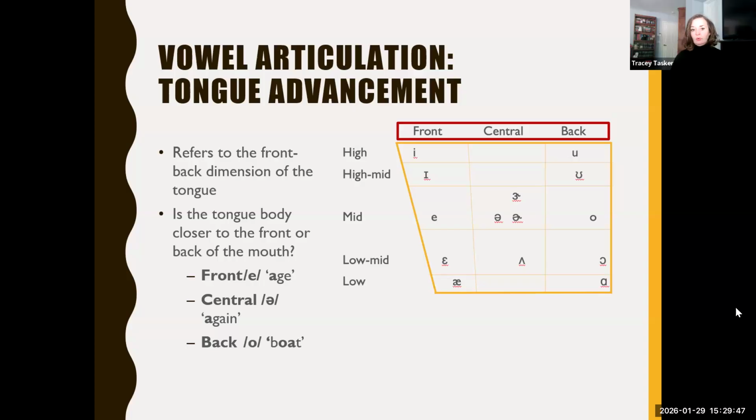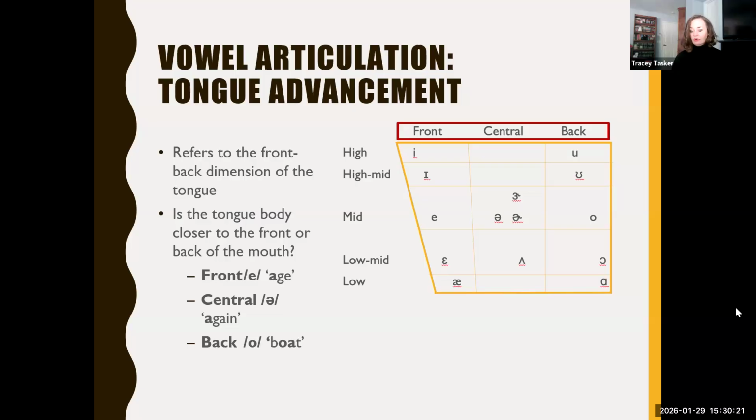So we just talked about height. Now we're going to talk about what we call advancement, which is moving from front to back, so the x-axis on our chart here. The vowel E is not only high, but it's made in the front of the mouth. You can have a high vowel that's also made in the back of the mouth. So oo, oo. It's high, but your tongue is also pulled back.